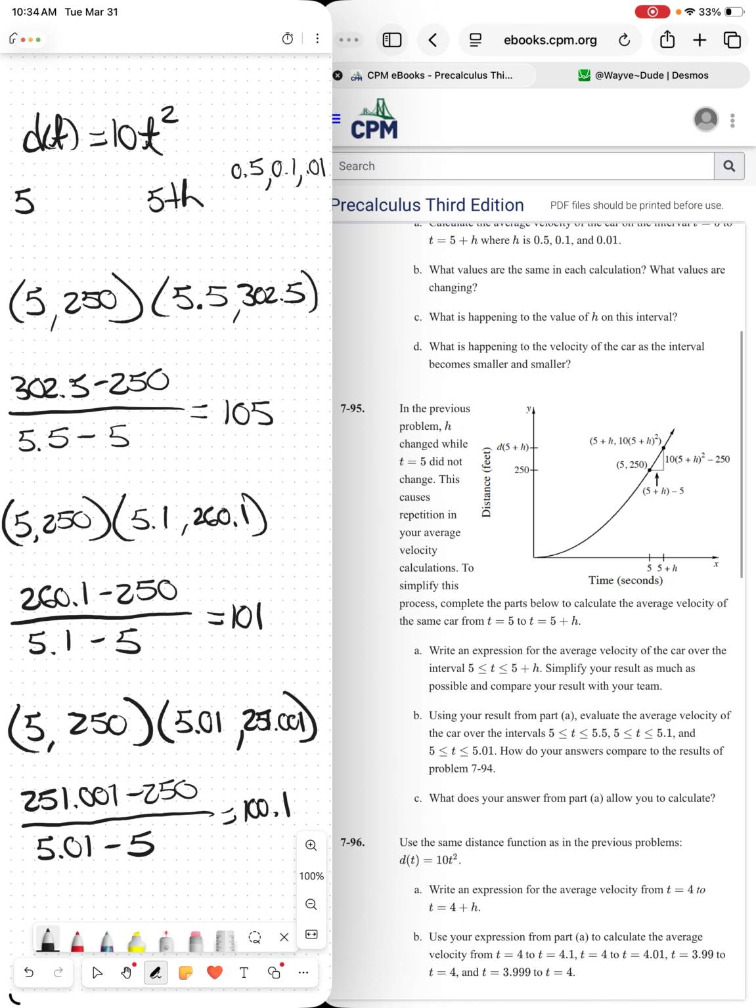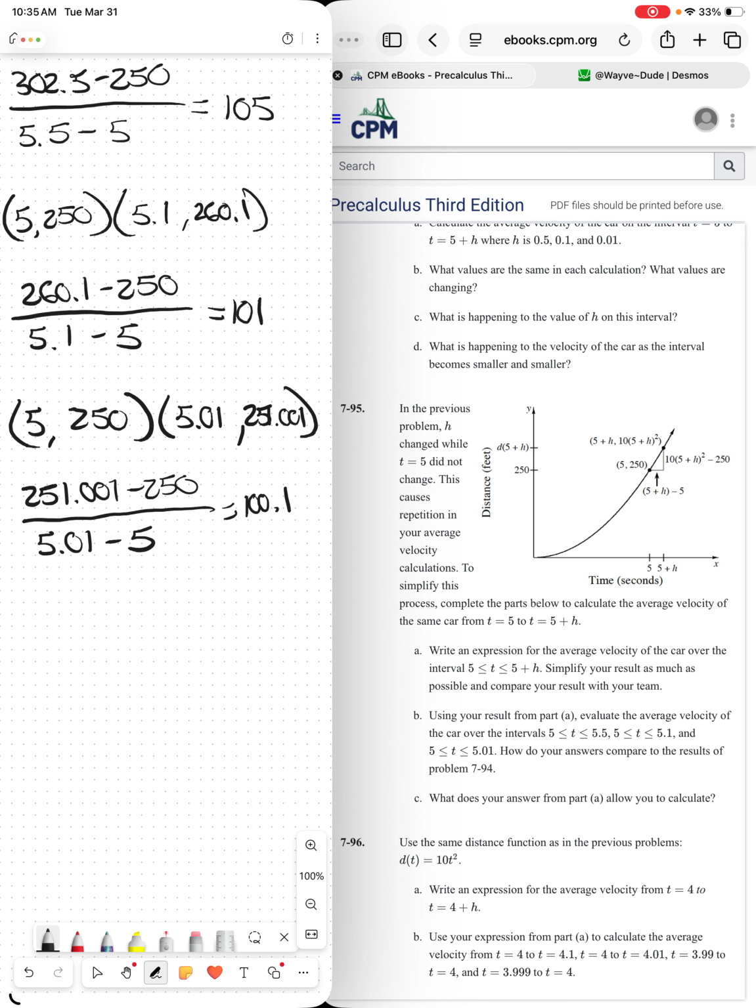So in the previous problem, h was changed while t equals 5 did not change. This causes repetition in your average velocity, right? To simplify this process, complete the bar below to calculate the average velocity of the car from 5 to 5 plus h. Okay, so they've done this for us, right?